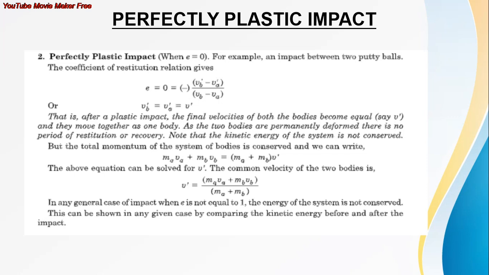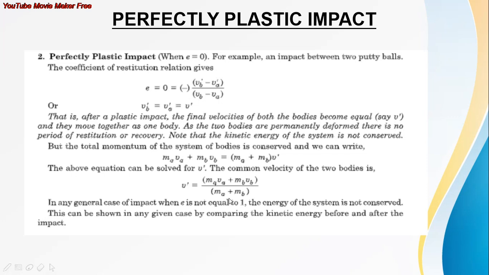So we can use this formula, and as we got VB dash equal to VA dash equal to V dash, we get MA VA plus MB VB equal to (MA plus MB) into V dash. So finally we get the final velocity, which is equal to (MA VA plus MB VB) upon (MA plus MB). So basically if there is a perfectly plastic impact, then we can get the final velocity, which is equal for both the bodies, that is (MA VA plus MB VB) upon (MA plus MB).